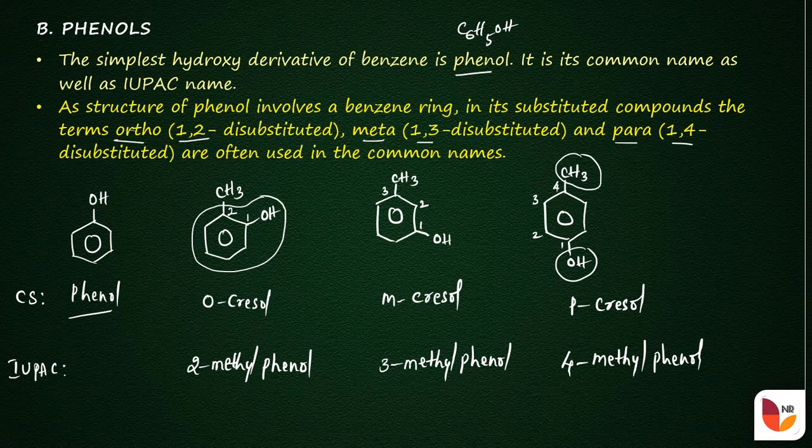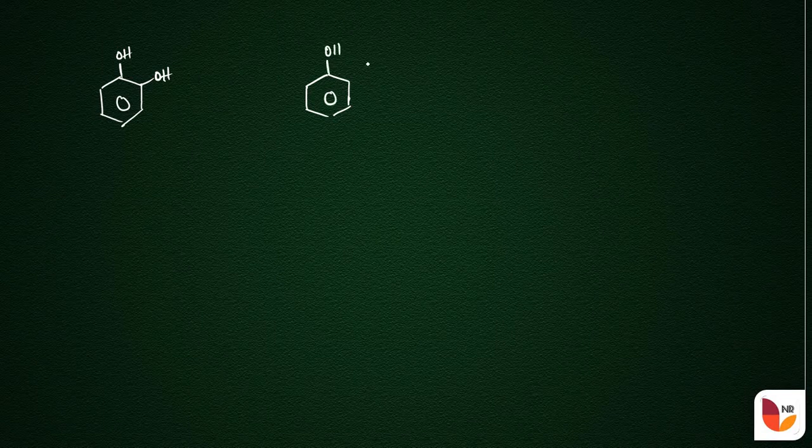Methyl phenol. And let us take an example, that is the molecules which contain 2 substituent groups, that is 2 hydroxyl groups. Dihydroxy phenols, that is OH and OH. The 2 hydroxyl groups present at the ortho position, and the 2 hydroxyl groups are present at the meta positions, and the 2 hydroxyl groups are present at the para positions.